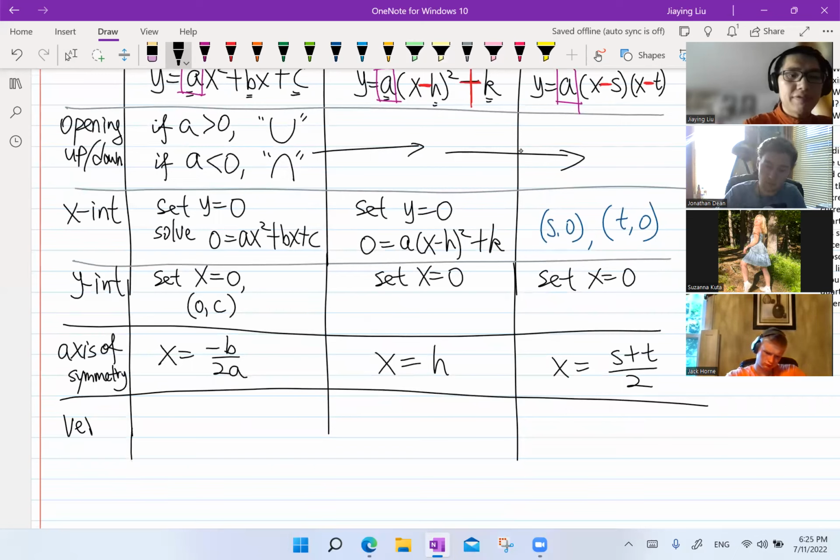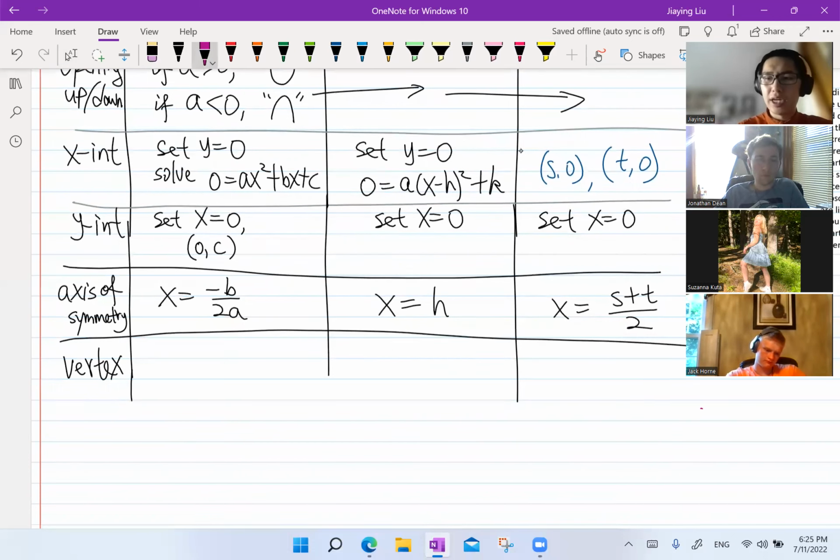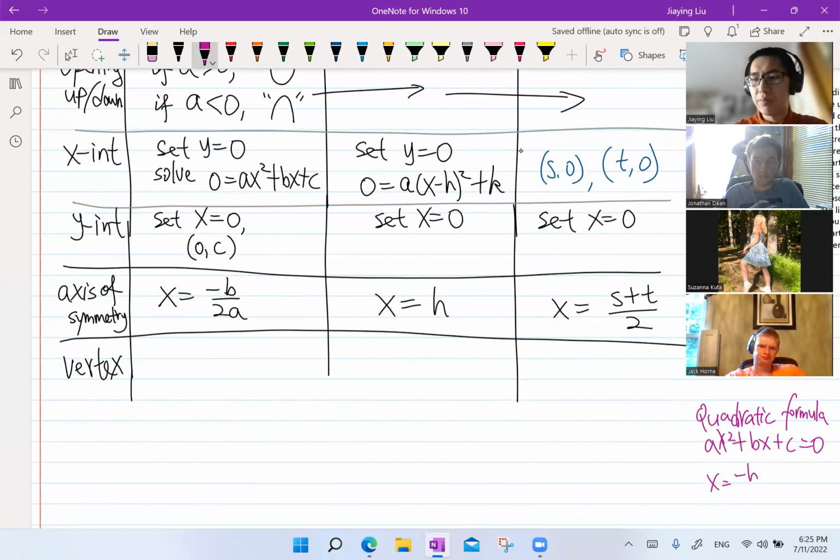And the next one I have is the vertex. Before I talk about the vertex, one thing I want to point out, if you remember the quadratic formula, right? I'm sure most of you were required to memorize it. The quadratic formula says, if we solve ax squared plus bx plus c equals zero, then x equals negative b plus or minus the square root of b squared minus 4ac, all over 2a. If you don't have this memorized, it's definitely worth the time and trouble to memorize it.